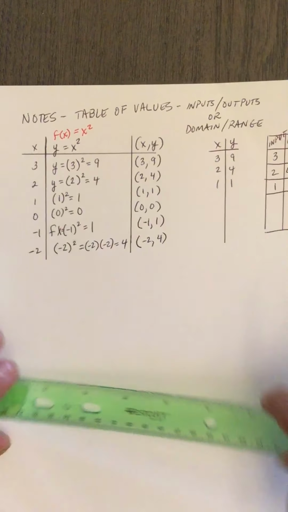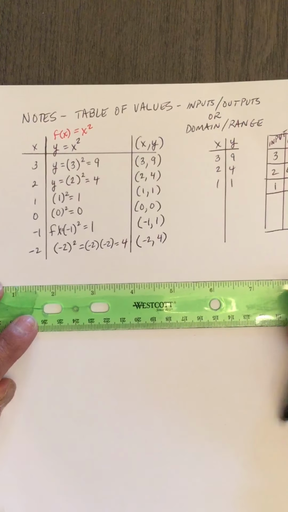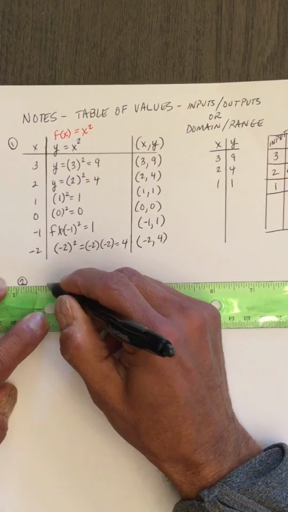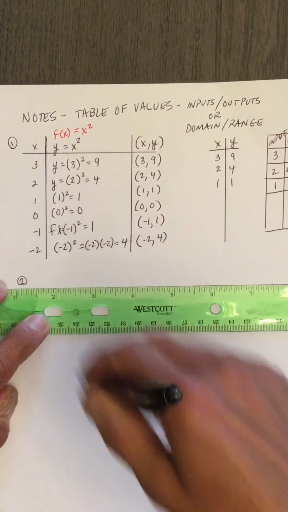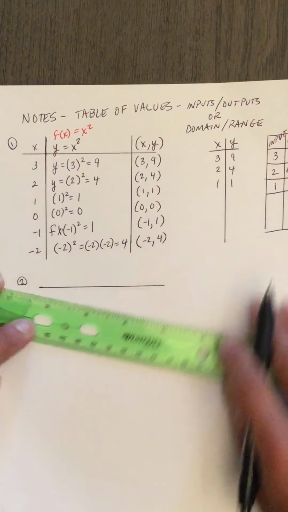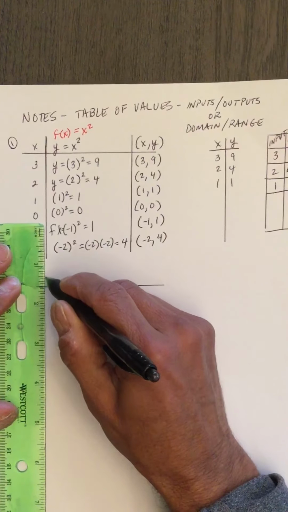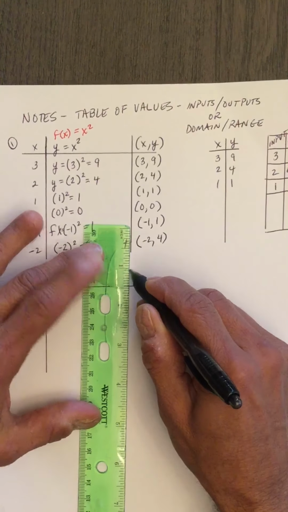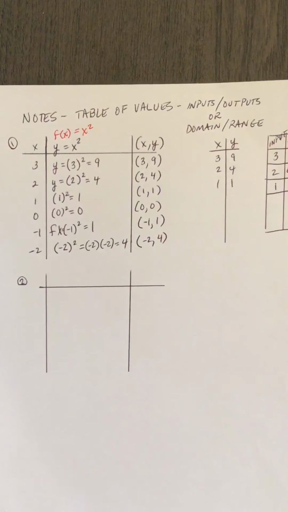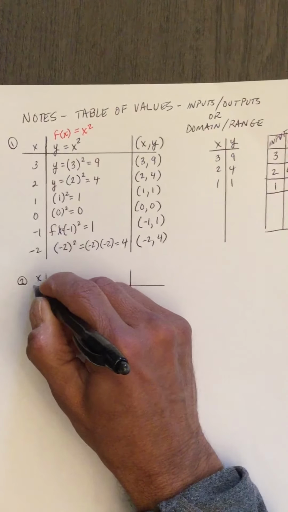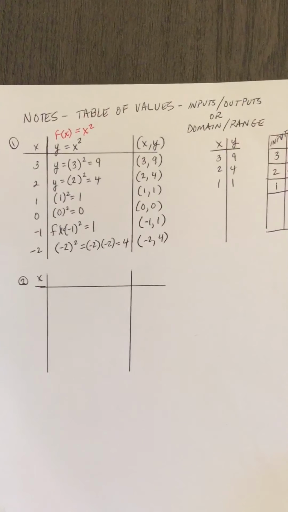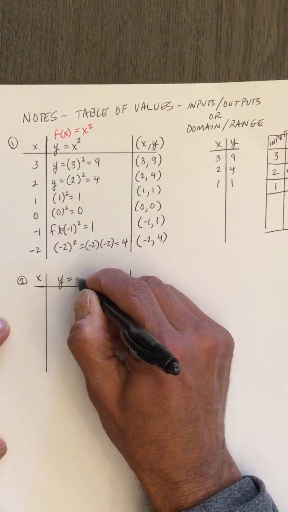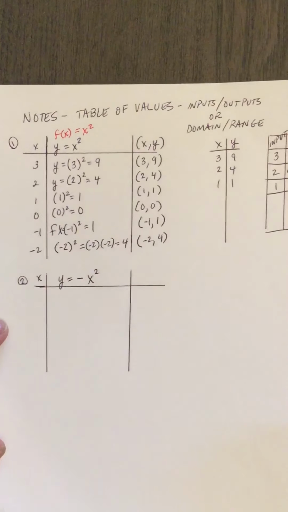All right, let's try another problem. Let me see if I can draw this really quick. Let's say this is problem number 1, and this is problem number 2. You guys try to draw it too. Just draw a table like this, and we're just going to plug numbers in. On today's assignment, I will give you the numbers to plug in. This time it's going to be y equals the opposite of x squared.